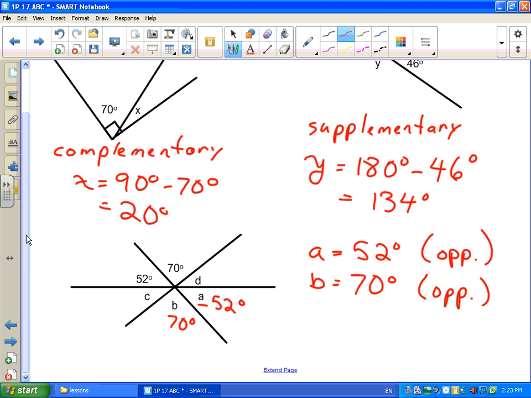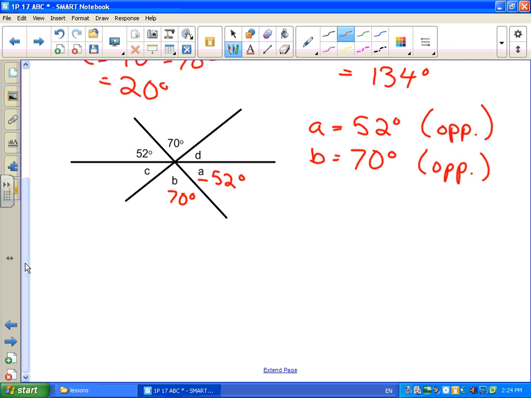Now, we've got to figure out C and D. What do we know about C and D from looking at the picture? We don't know how big they are, but what do we know about the two of them? They're going to be equal. So if we find one, we've got the other one. So let's write that down. C equals D.